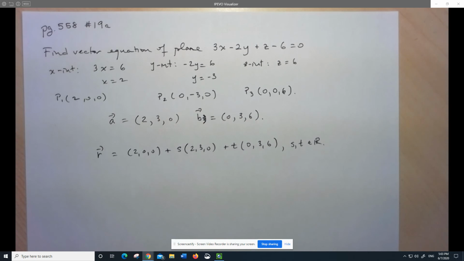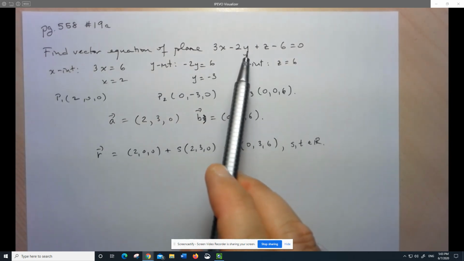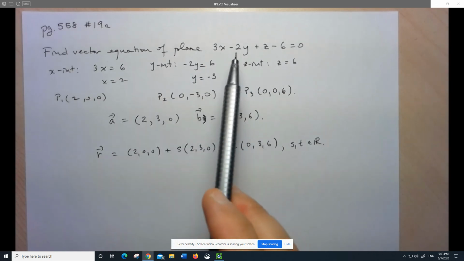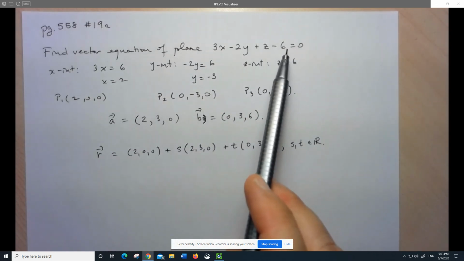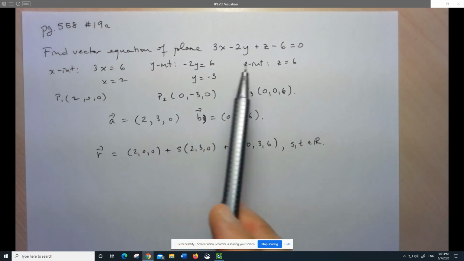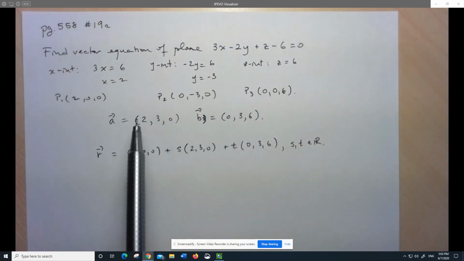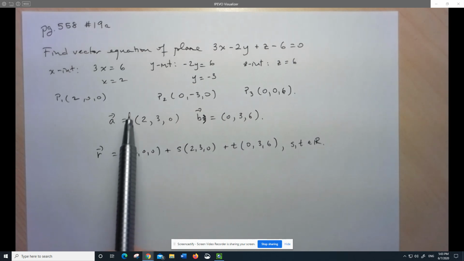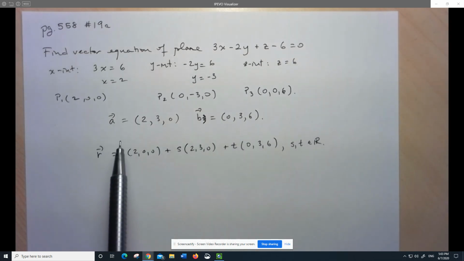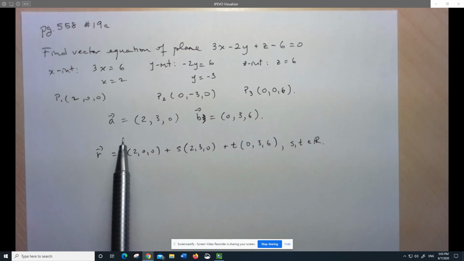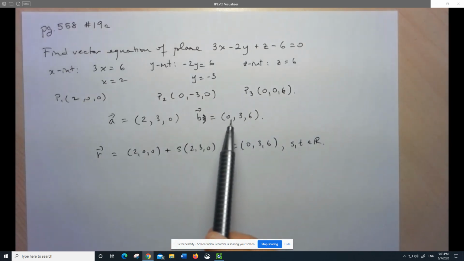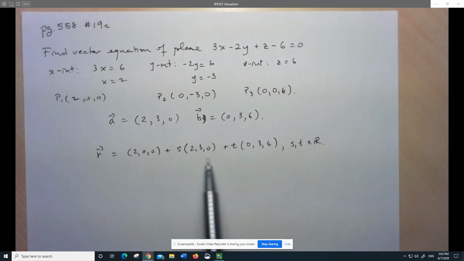Just to quickly recap: Cartesian equation to vector equation, the idea is to find 3 points on the plane. The easiest ones to find are the 3 intercepts. Once you have those 3 points, you can create vectors joining any pairings of these points. That'll create your 2 direction vectors. Then along with any one of these points, you can write out the vector equation. That's it for this one.